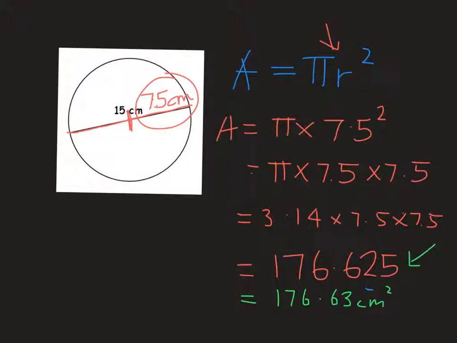Remember, the formula for finding the area of a circle is pi r squared, or pi times by the radius again. Also remember that area is a measurement of space inside a 2D object. So we're using a square unit. So square centimeters, square millimeters, square meters, or possibly sometimes even square kilometers.